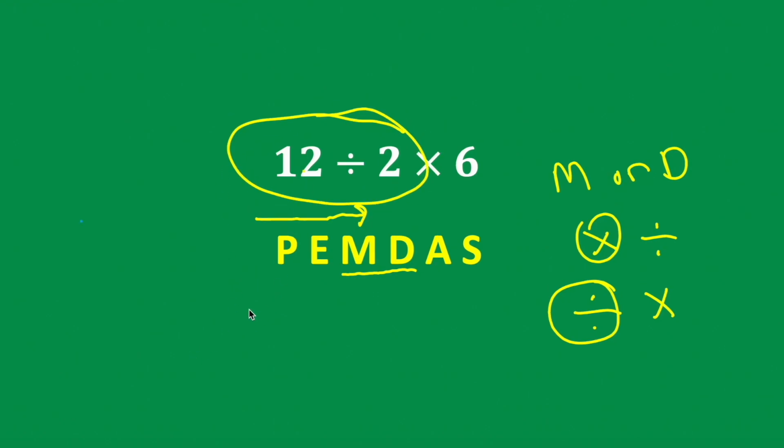That is, we first take 12 divided by 2, and we'll get 6. And then finally take 6 times 6, and we'll get 36.